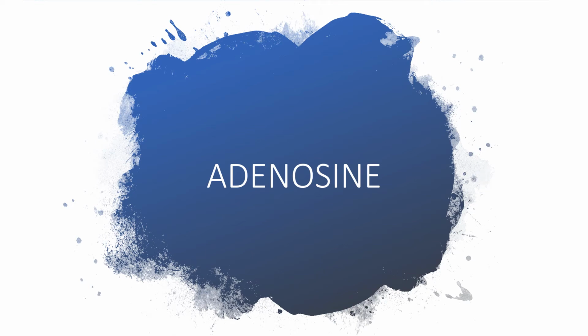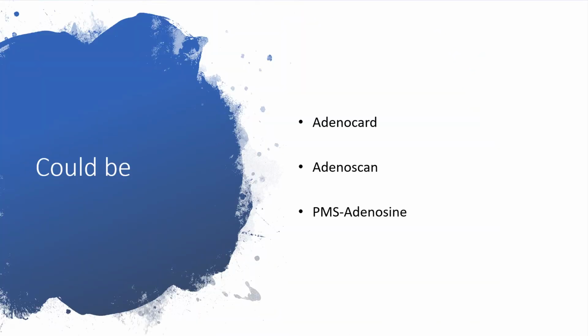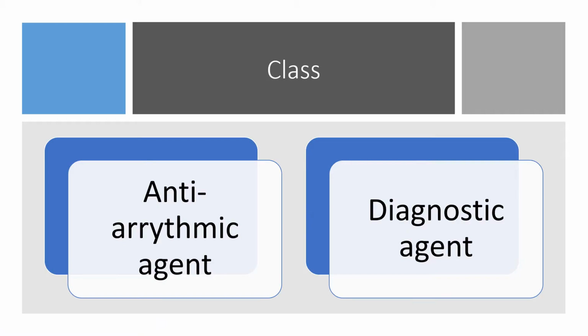I'll be talking about adenosine. Adenosine could be known as Adenoscan, or PMS adenosine. It belongs to the class of medications known as anti-arrhythmic agent and also a diagnostic agent.